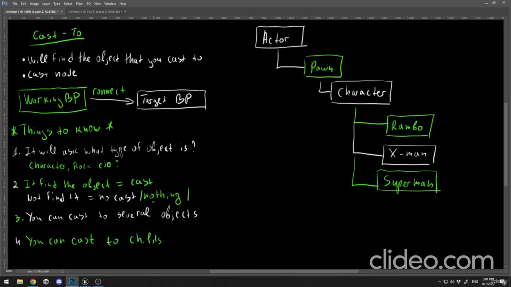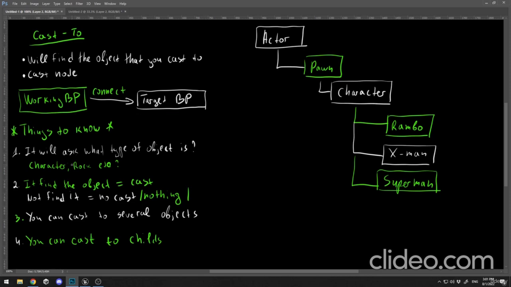The next thing that you need to know is our working blueprint, in this matter our character, will cast to our target blueprint, which will be our door. So our character will cast to open our door, all right? So again, it is the sender and receiver. Working blueprint is our sender of the cast, and target blueprint is our receiver of the cast, all right?